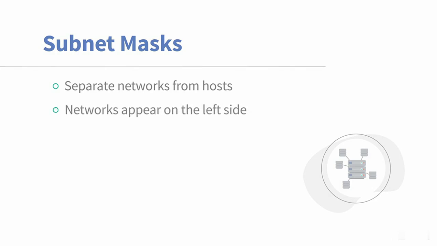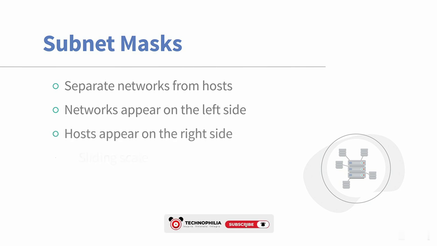Subnet masks separate networks from hosts by adding or subtracting numbers from left to right. The networks appear on the left side of a subnet mask, and hosts appear on the right. This is a sliding scale that can be adjusted as more or fewer hosts are needed.